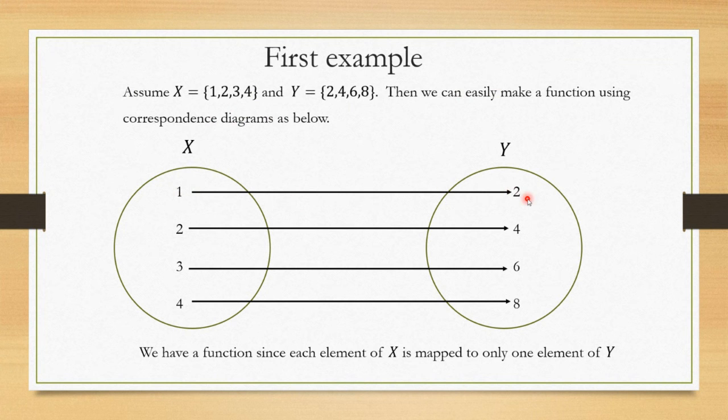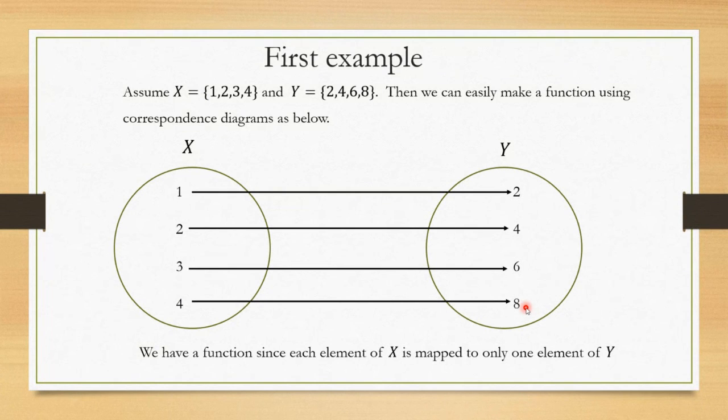Right? 1 only goes to one element. Same thing with 2 over here. 2 only goes to 4. Doesn't go anywhere else but to 4. 3 only goes to 6. 4 here only goes to 8.